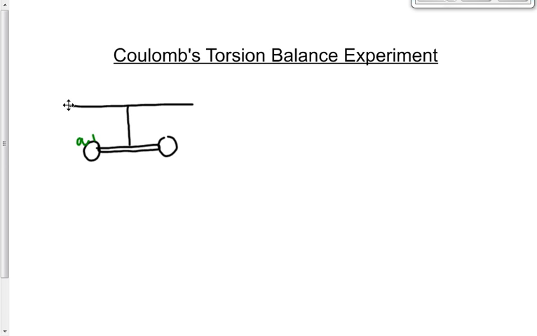Now as I bring my fist close to this, my fist is going to represent Q2, charge 2. As I bring charge 2 nearby charge 1, depending upon whether they're both positive, or one's negative, or they're both negative, we're going to get a force of attraction or repulsion. Charge 1 will either move towards charge 2, my fist, or it's going to move away from charge 2, my fist.